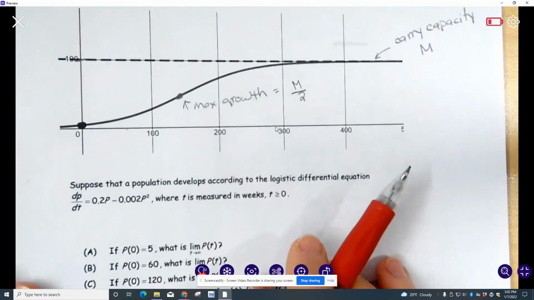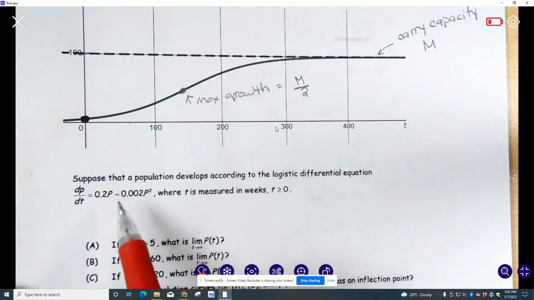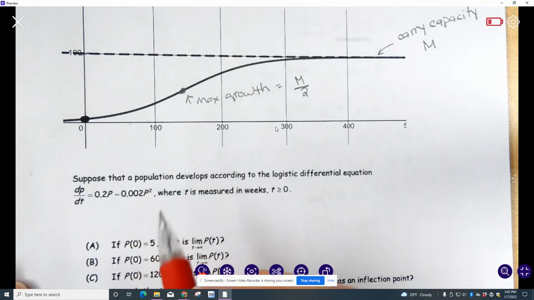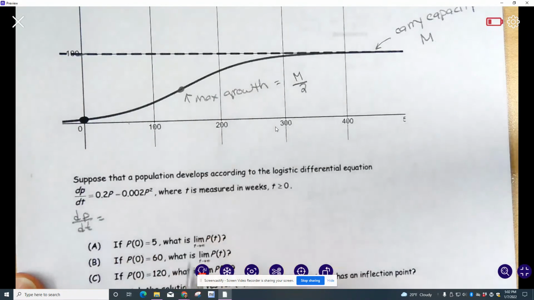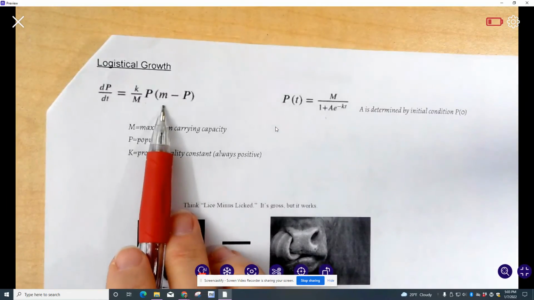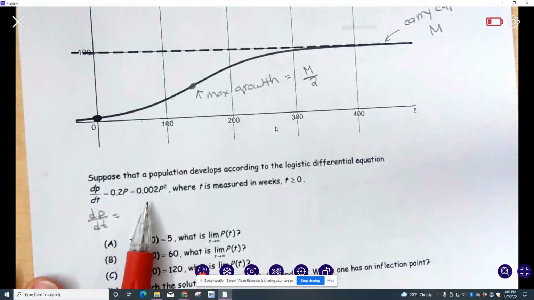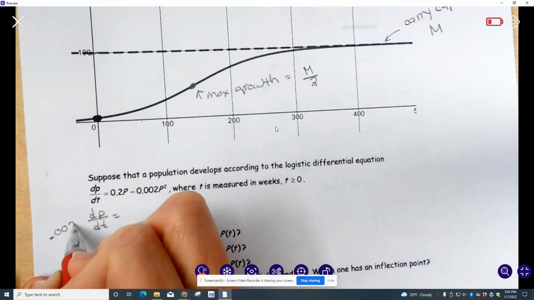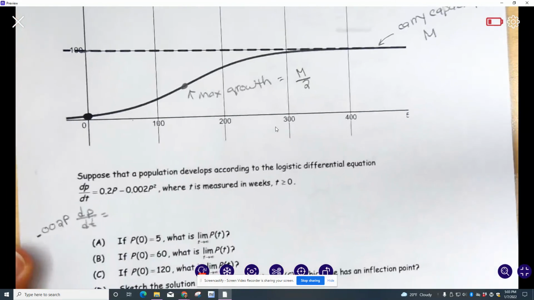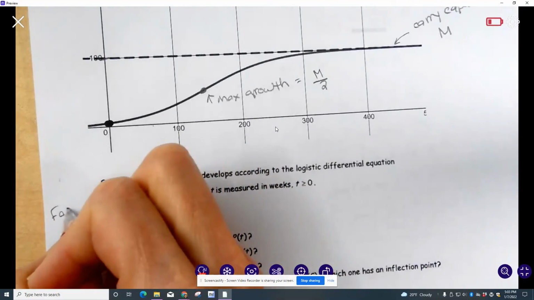So if you look at this, what we want is to have this P by itself, like a plain old P. Let me start first by, yeah, so what I want is carrying capacity minus plain old P. So think about, I want to factor out a 0.002 P.